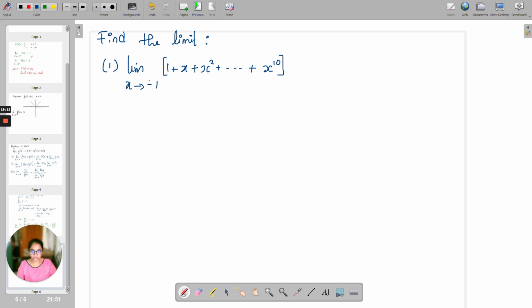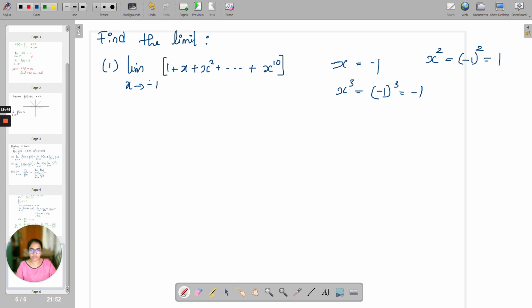Now if you substitute minus 1 for x, you would get minus 1. If you substitute minus 1 into x cube, you would get minus 1 the whole cube, which is again minus 1. So basically if the power is an odd number, you would get the output as minus 1. What would you get for x square? I would get minus 1 the whole square, which is equal to 1, right?